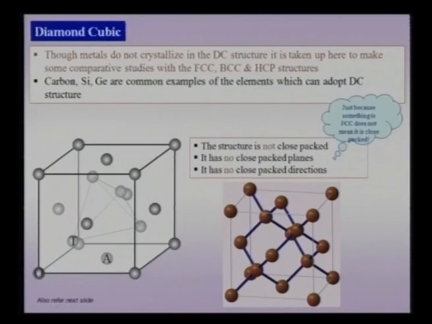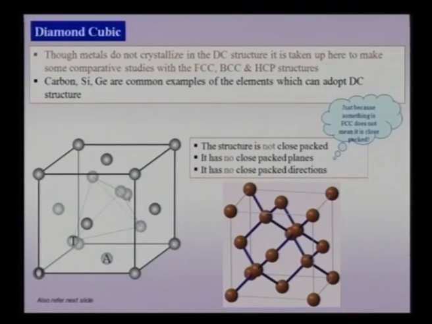And we also noted this important point, that the structure is not a close packed structure, it has no close packed planes and has no close packed directions. So, what I am emphasizing here is the fact that just because I call something an FCC crystal belonging to the FCC lattice, it need not be a close packed crystal. So, this is one example of that.